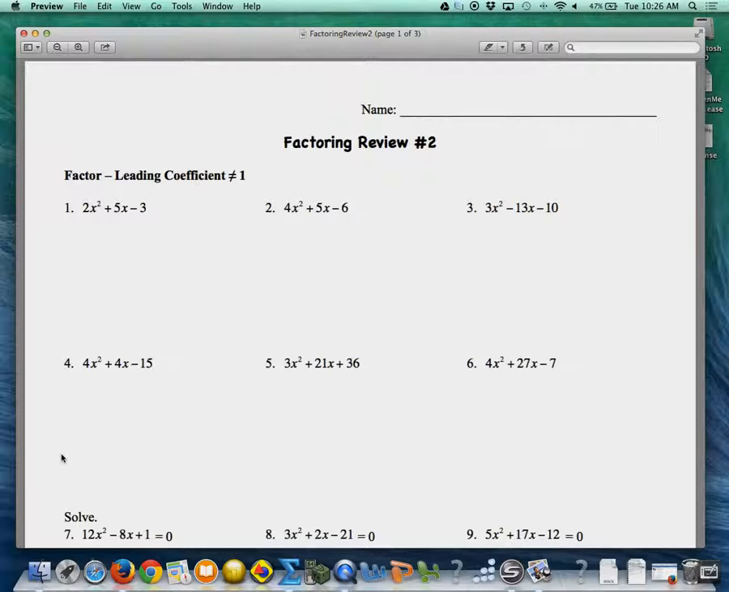different number. Did you guys learn split the middle last year? Did everybody? Okay, if you didn't, I'm going to teach you split the middle now. So if there is not a 1 in front of the x squared, you have a few additional steps. First thing that you're going to do is multiply that number and the last number. So 2 times -3 is going to give me -6.